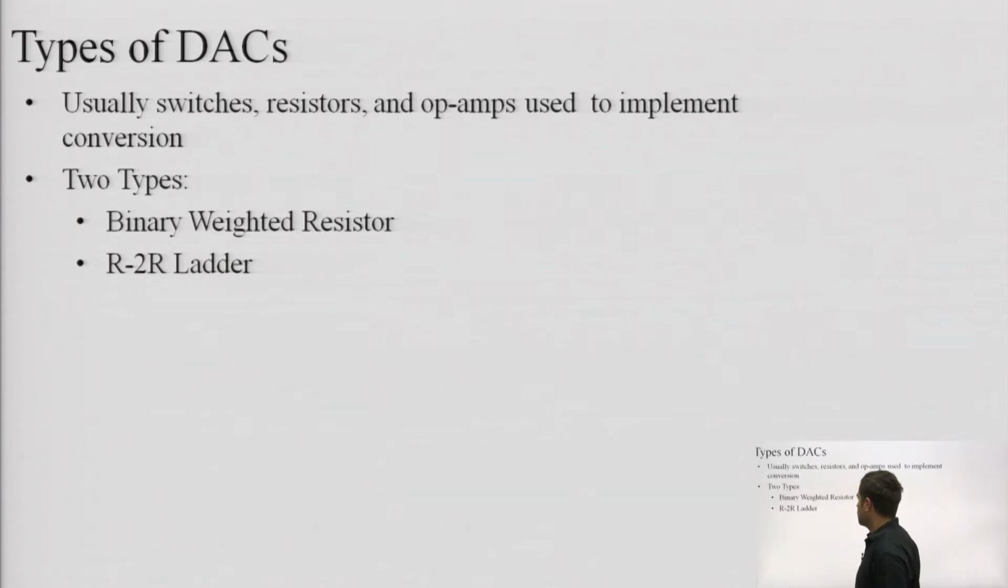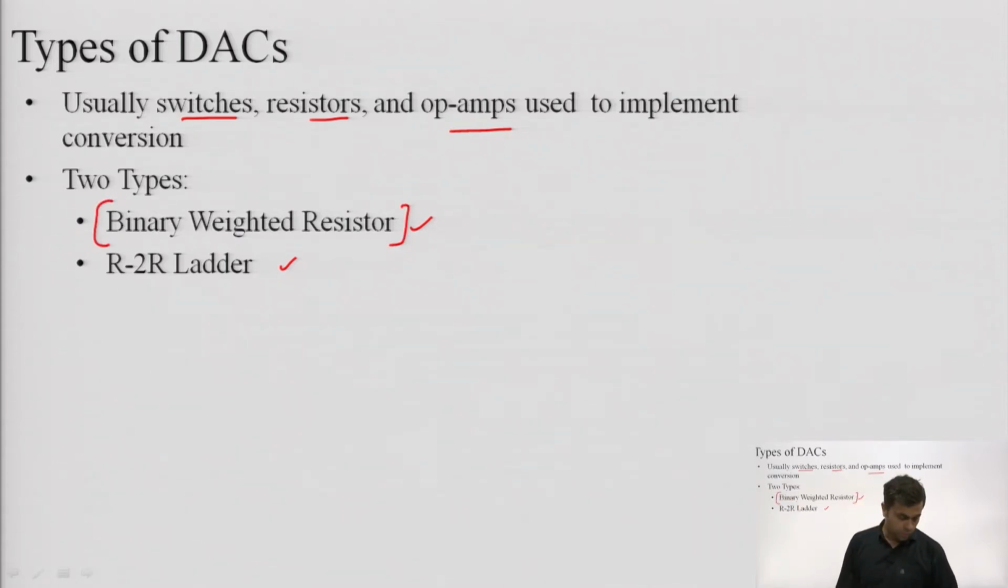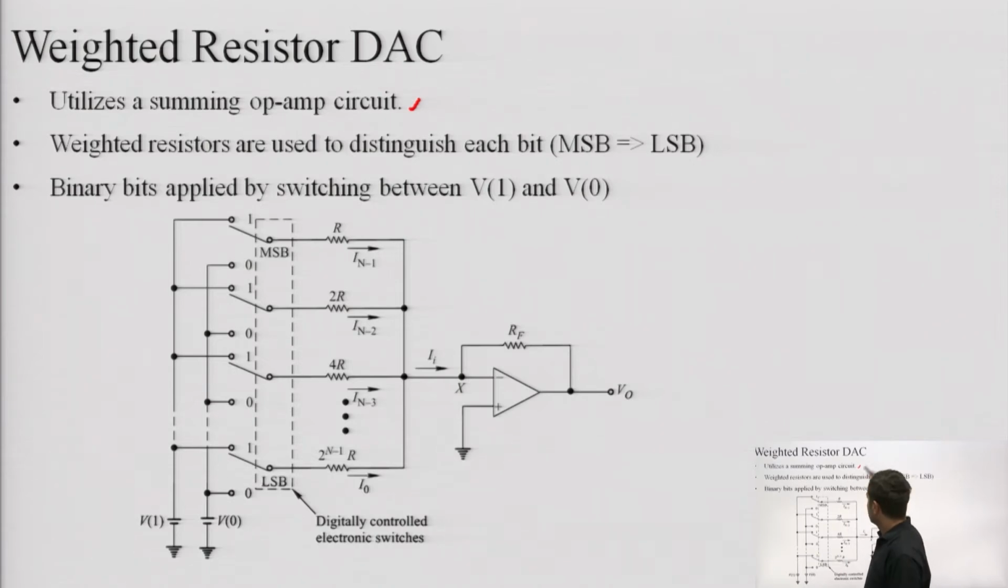So there are basically two types of DACs, binary weighted resistor and R2R ladder. Okay. So all these D to A converters will be comprising of switches, resistors and op amps. So these three are the basic components which we will be using to prepare these DAC structures. So let's start with the first one, binary weighted resistor DAC.